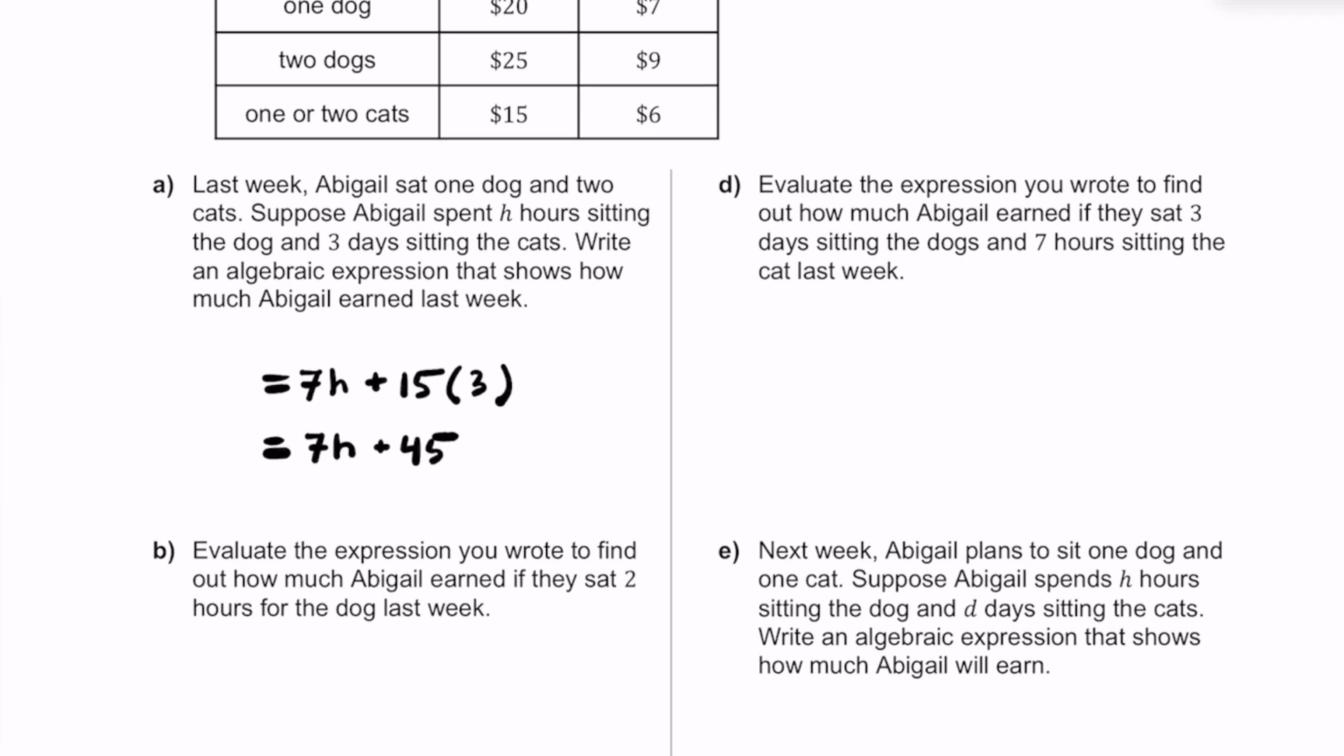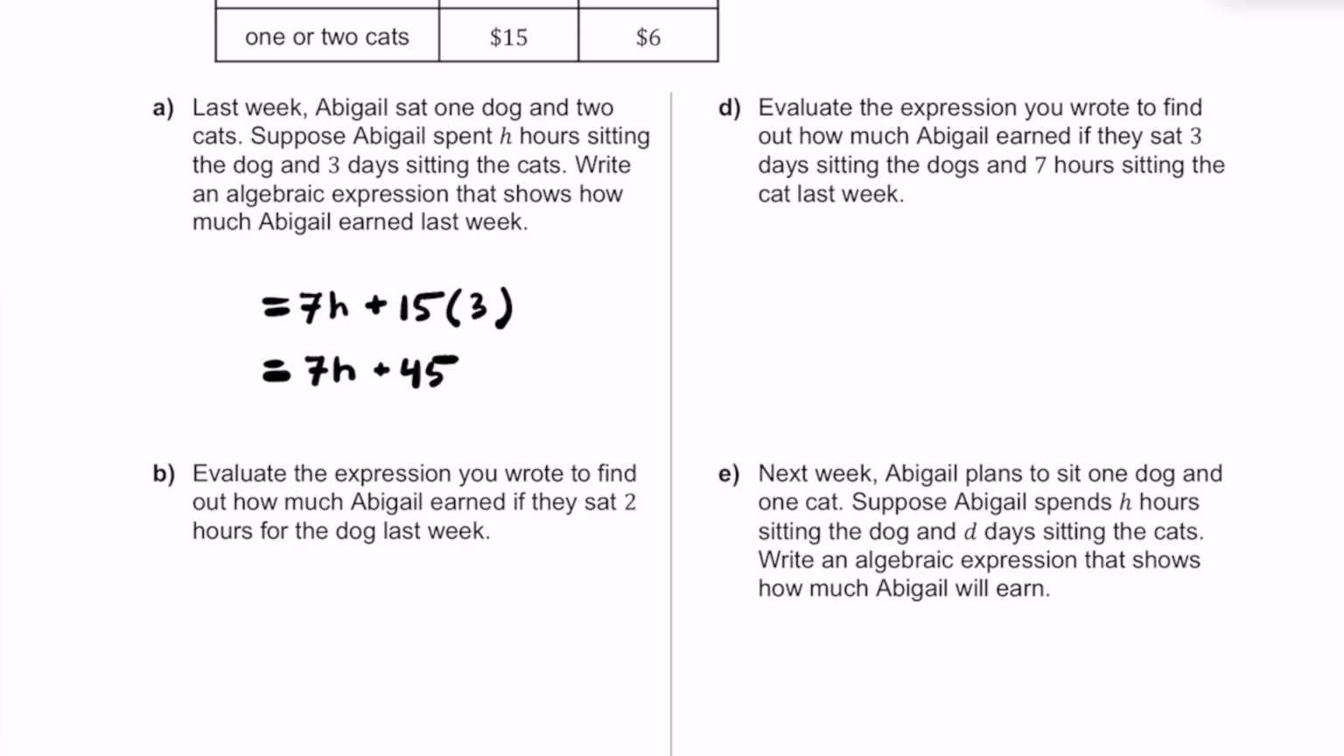All right, let's look at part B because it's a follow-up question. In part B, it says evaluate the expression. This just means solve, right? What if Abigail sat the dog for 2 hours? When they say this is going to be 2 hours, we're saying let's take this 2 and substitute it in for H, to figure out the total that Abigail would make. So let's take this 7 and multiply it by this 2. I'm going to substitute it in parentheses here, and then we're going to add on the 45.